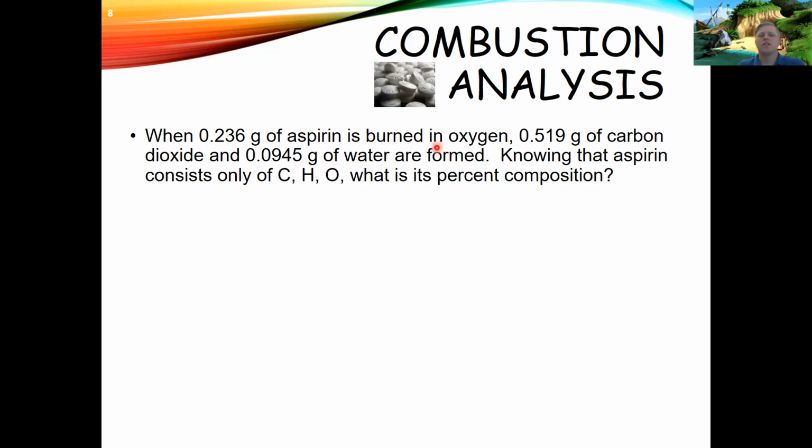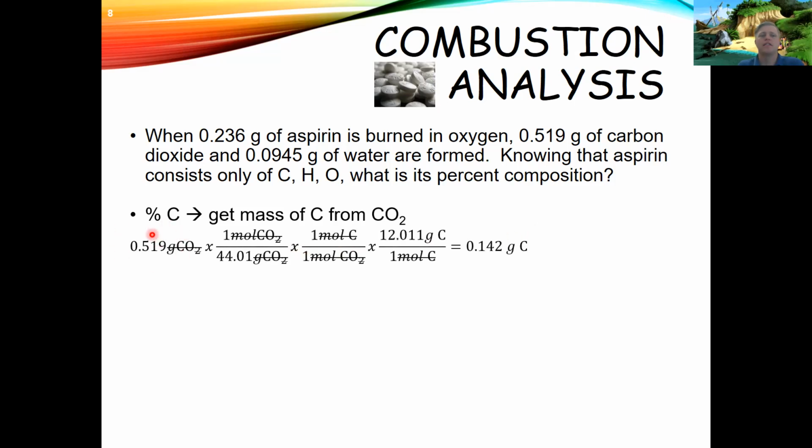and it's burned in oxygen, and we collect 0.519 grams of carbon dioxide. Now you'll notice there that I got more carbon dioxide out than aspirin that I put in, right? So the reason for this is because we're releasing carbon from the aspirin, but the carbon is being converted to CO2. And carbon only makes up a fraction of the mass of CO2, right? So from this mass of carbon dioxide, we can figure out how much carbon was burned off.